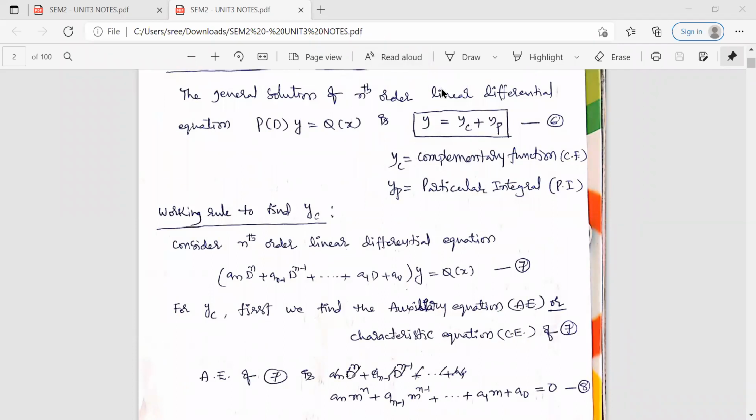After that, we have to find YP. What is YP? Now we find YC by writing the auxiliary equation based on the equation we write in the LHS part. Okay, we write the auxiliary equation, find roots and write YC, that is called the complementary function. After that, we write YP, that is called the particular integral. If we add both YC and YP, we get the complete solution or general solution. Y is the complete solution of the given equation.